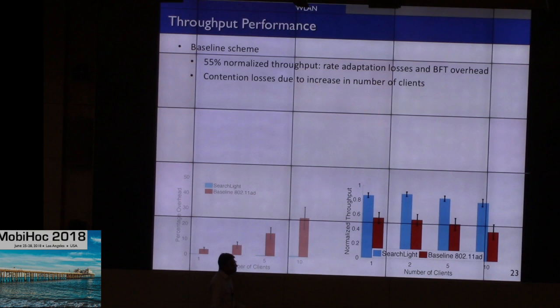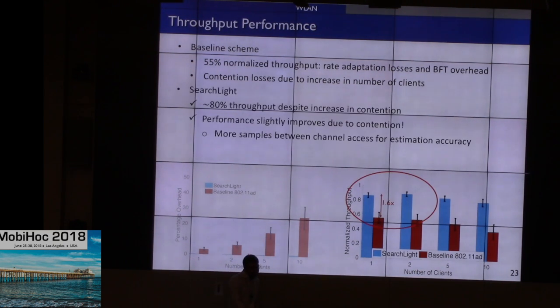In comparison, with SearchLight, we observe that the training time it is saving as compared to the baseline scheme reflects in an increased throughput, because SearchLight uses that time to actually transmit useful data on the link. Even though it may have a slightly lower SNR compared to the optimal search, since we are using that time to transmit data, it reflects in a higher throughput. So we observe that with an increasing number of clients, SearchLight achieves almost 60 to 100% performance improvement as compared to the baseline.